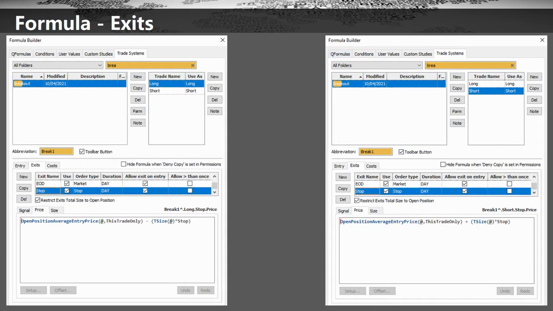For the exit, we have three conditions, which are either a stop with the distance measured in ticks, the opposite signal, which turns out to also act as a trailing stop, and an exit at the end of the day, just so we don't carry any position overnight.